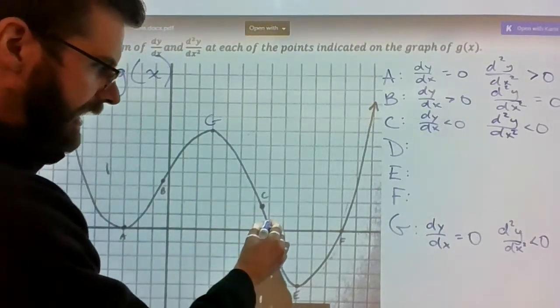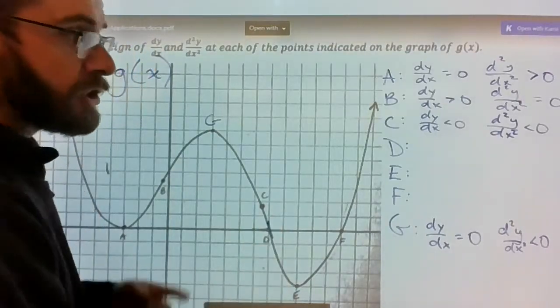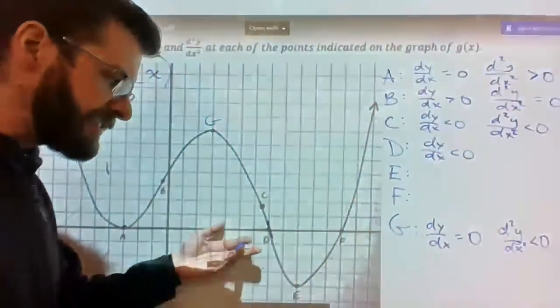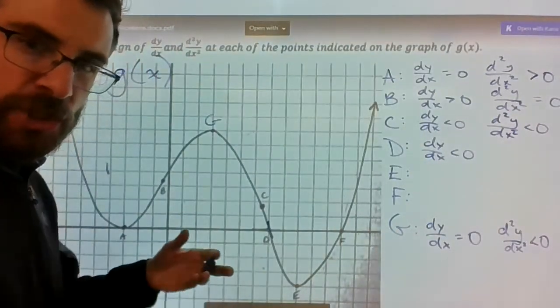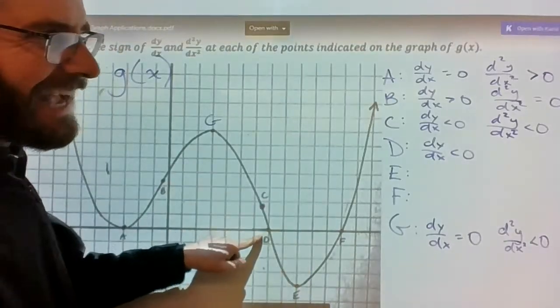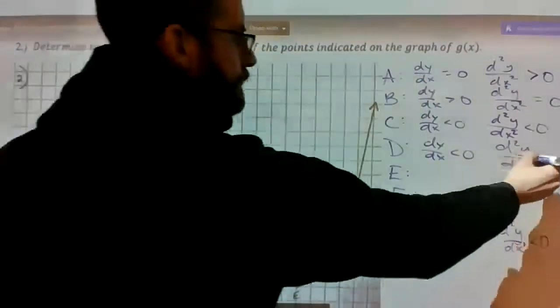D, a negative derivative, so the first derivative is less than 0. We're going to say this is the point at which inflection shifts. So concavity shifts from down to up right at D, which means the second derivative equals 0.